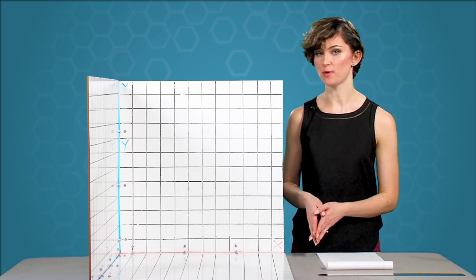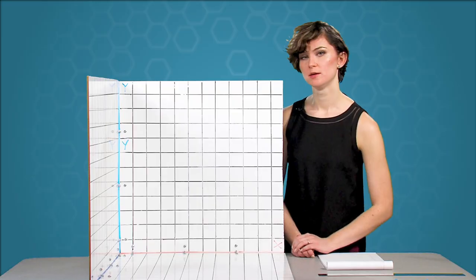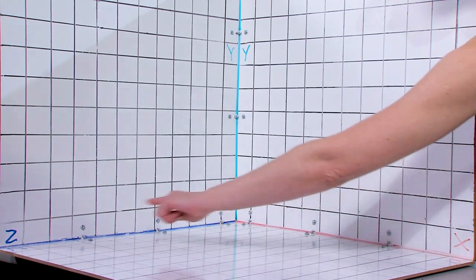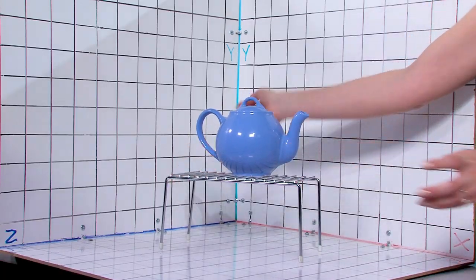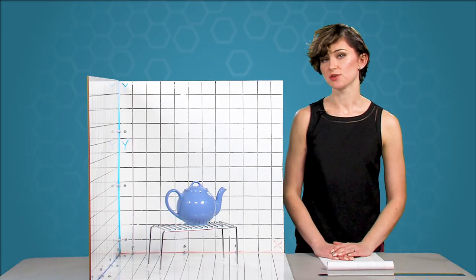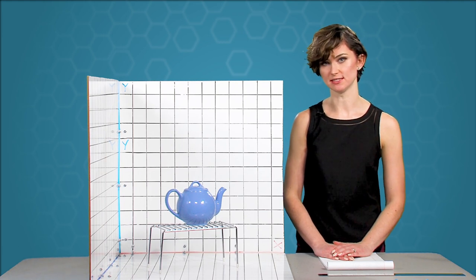We still have our x and y axes, x going in this direction and y going up and down, but now we have our third axis, z, going this way. If we place our 3D teapot object into this coordinate system, we can trace its outline in a way similar to how we did with a 2D object in a 2D coordinate system.